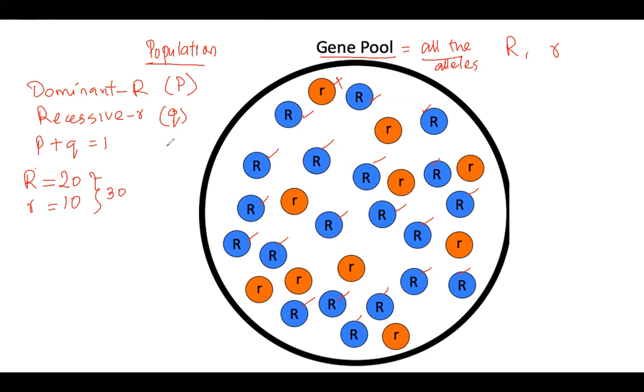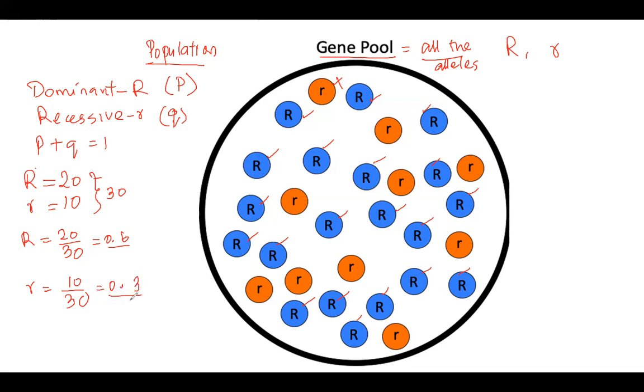And if you want to find out the frequency of R, the frequency of R is equal to 20 over 30. Okay, 20 divided by 30 is equal to 0.6. This is the frequency of capital R. What's the frequency of small r? 10 over 30. 10 divided by 30 is equal to 0.33. That's 0.3.